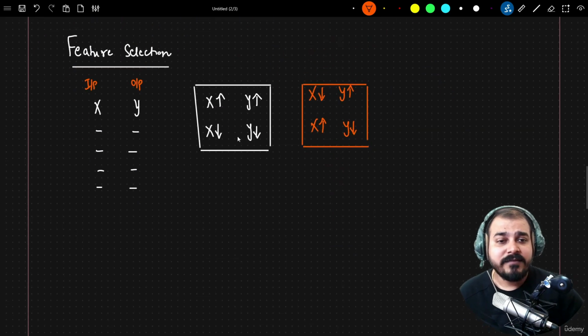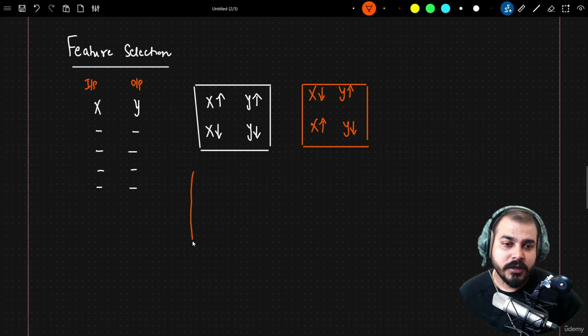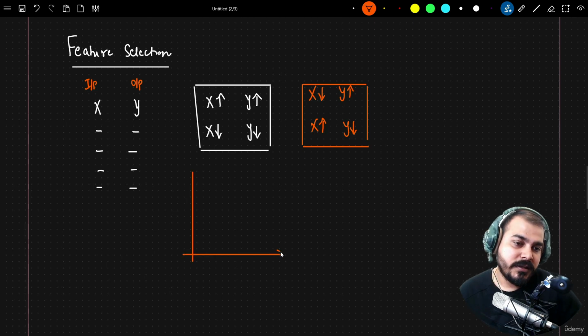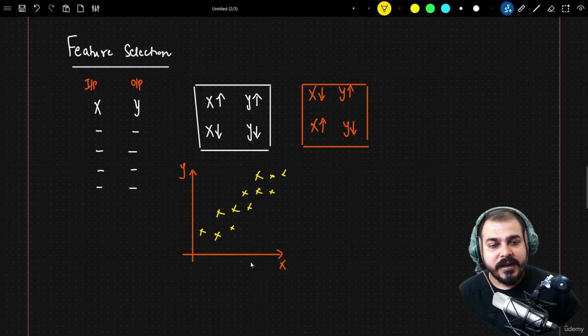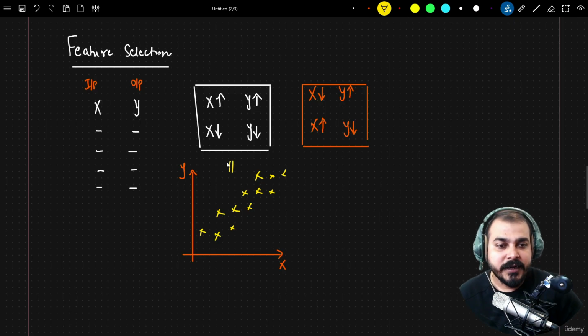Now, whenever I have this kind of relationship, if I plot with respect to X and Y axis, you'll be able to see all the data points will be in a linear relationship, right? When it is in a linear relationship, then it will probably follow this particular approach where X is increasing, Y is increasing, and X is decreasing, Y is decreasing. And that is true in this particular case.